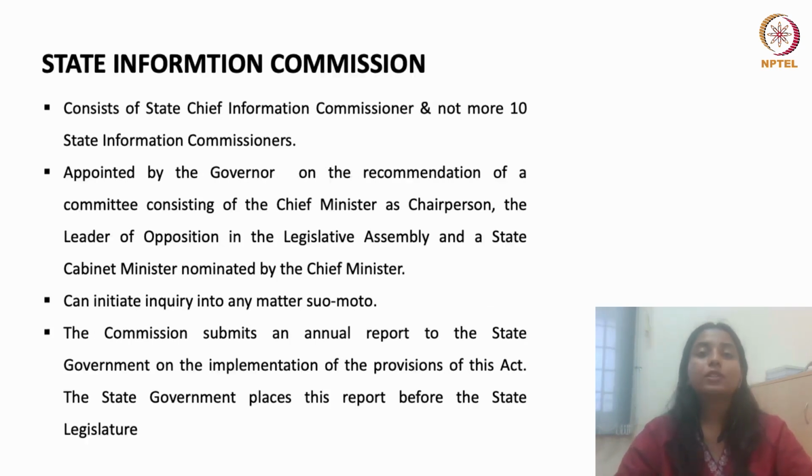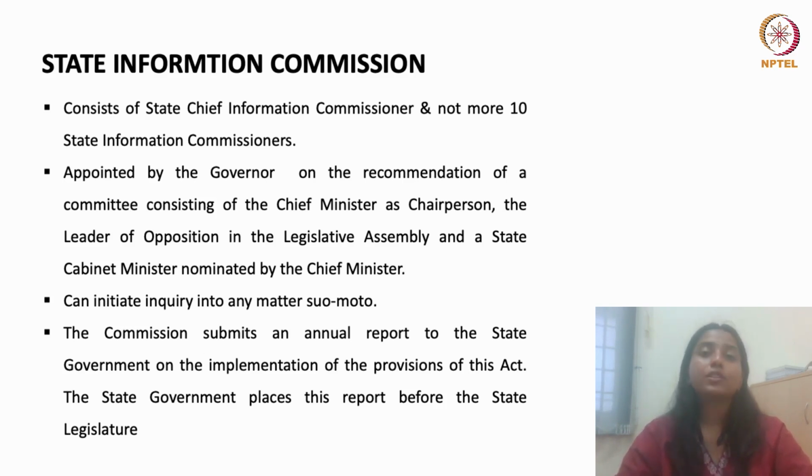Coming to the State Information Commission, it consists of one State Chief Information Commissioner and not more than 10 information commissioners. And they are appointed by the governor of that state upon the recommendation made by a committee consisting of the chief minister as the chairperson, leader of opposition in the legislative assembly, and a state cabinet minister nominated by the chief minister. Such state information commissions receive complaints from complainants against public authorities under their jurisdiction with respect to RTI applications made to them.